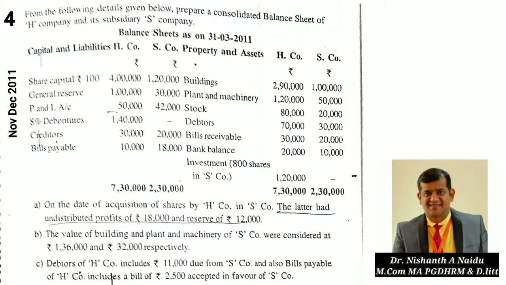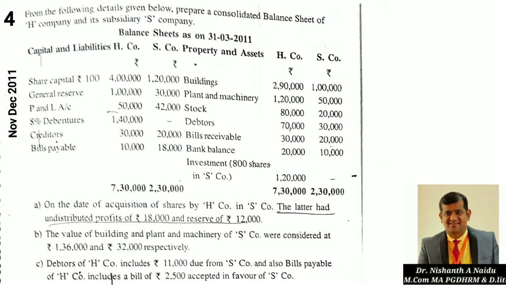So, I'm here with one more problem on accounting for holding companies. Problem number 4. It is the problem which has been asked in the year November-December 2011 question paper. So, let us look into the problem. From the following details given below, prepare a consolidated balance sheet of H company and its subsidiary S company. Balance sheet as on 31st March 2011.